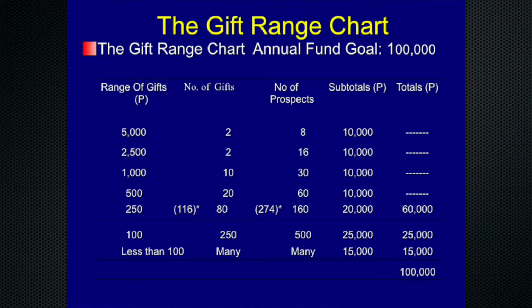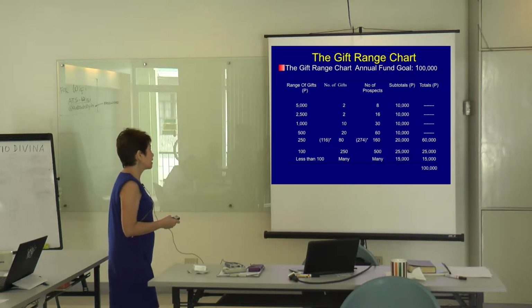So, on the first column is the range of gifts. Second column, you have to list the number of gifts. The next column beside it would be the number of prospects. And then you total that until you come up with the grand total of 100,000. Okay, so you say, but how will we know how many prospects we need? Let's say we need 10 million. How will we compute that?